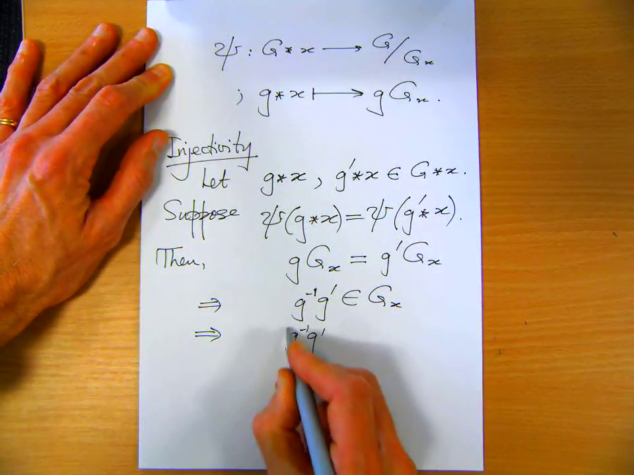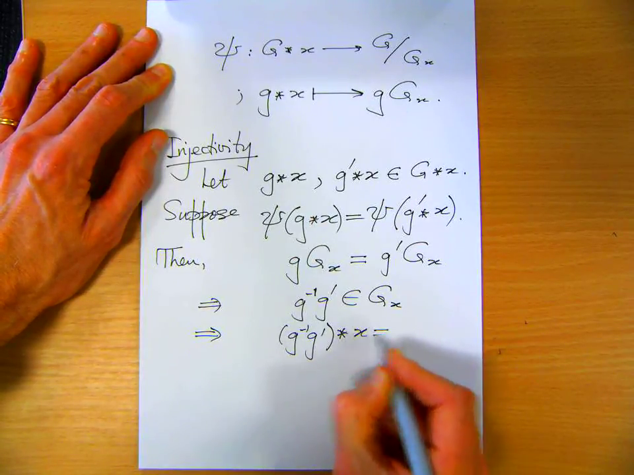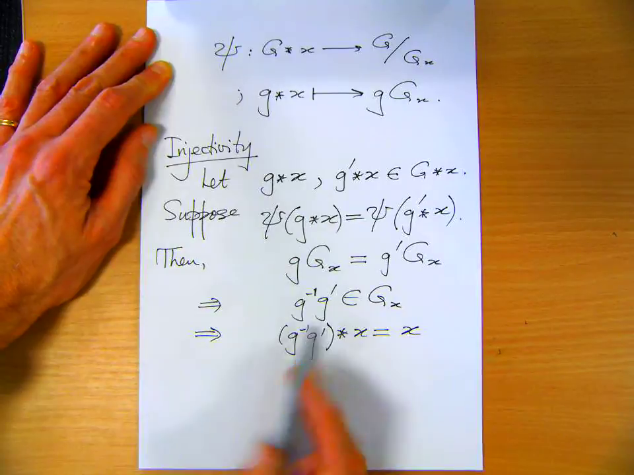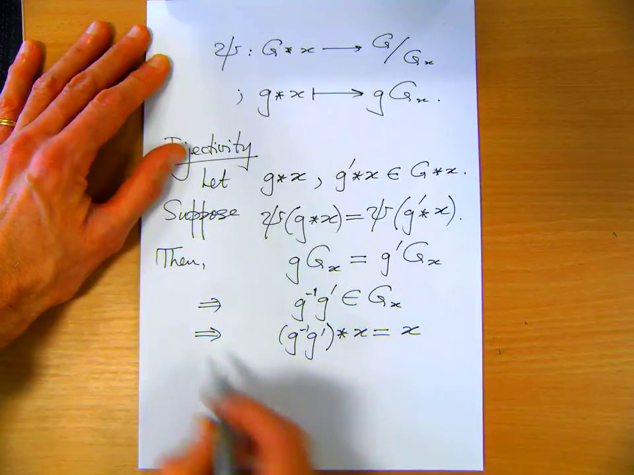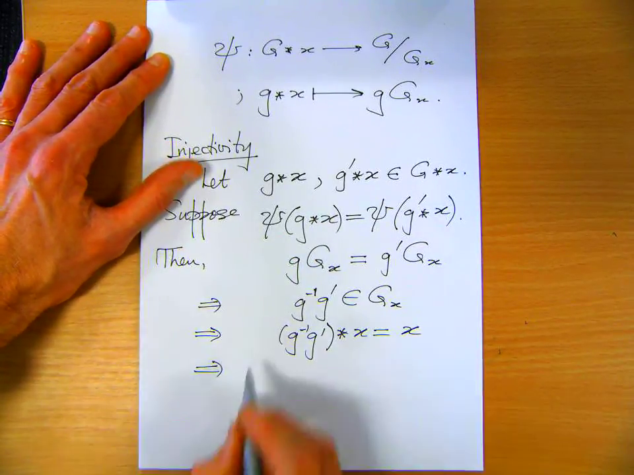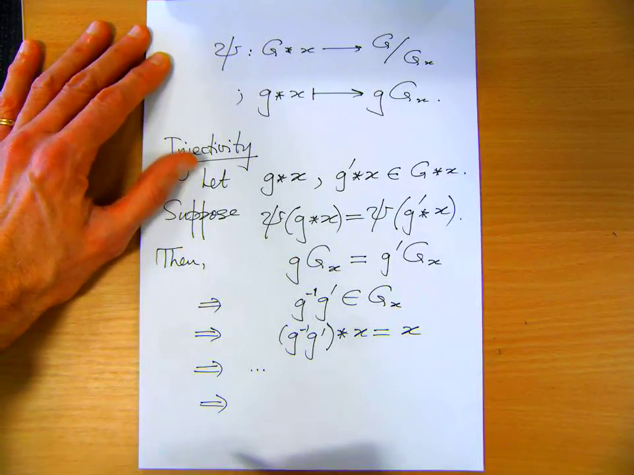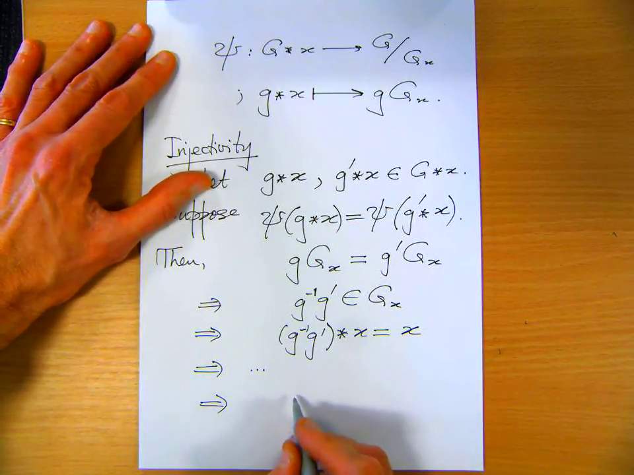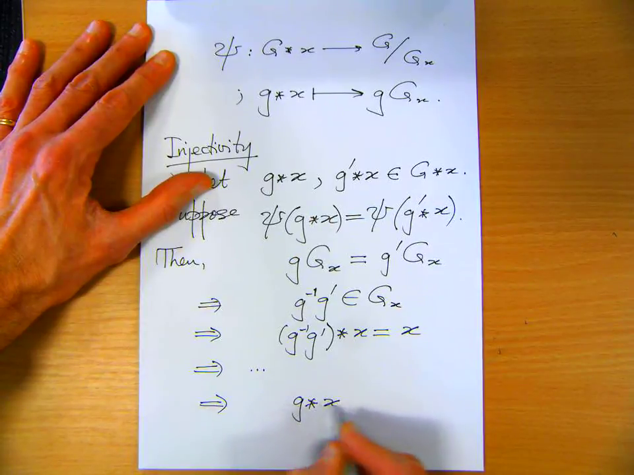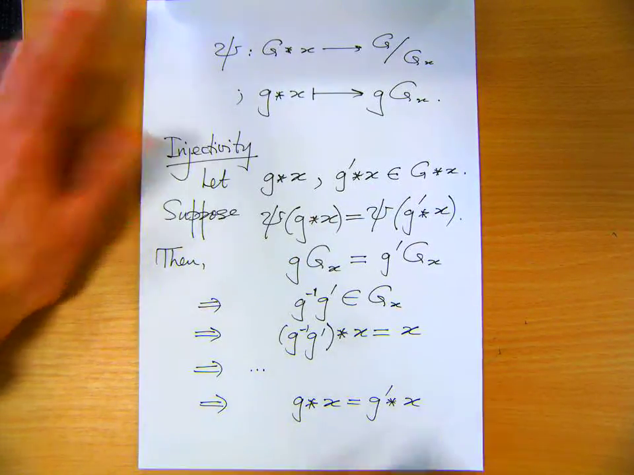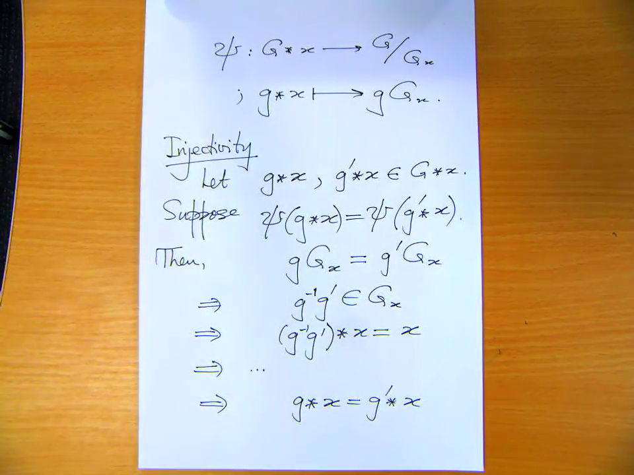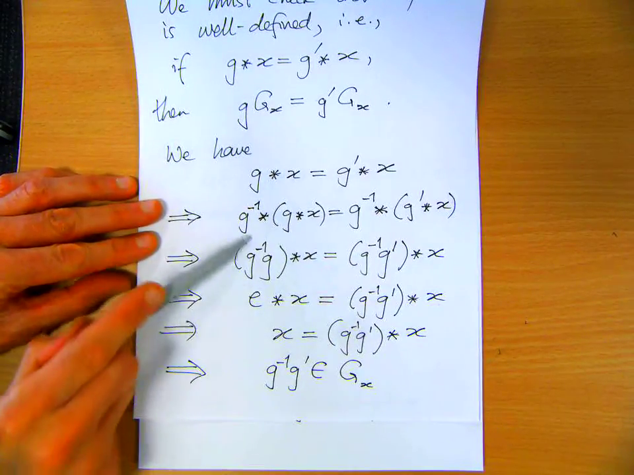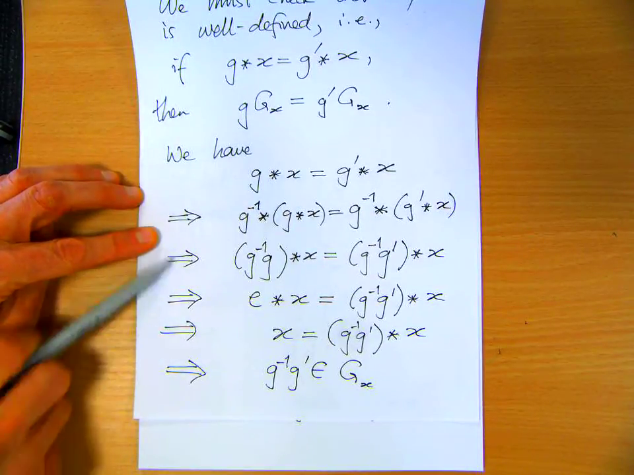And then I just, as I said, reverse the argument I had a minute ago. If g inverse g prime is in G_x, it must mean that g inverse g prime fixes x. I'm not going to write all the steps, but it's the reverse of what we've just done. We end up with g star x equals g prime star x. There's a couple of steps that I haven't written down, but they're identical to the ones on the page a couple of minutes ago. They're just these lines here, but with these implications the other way.